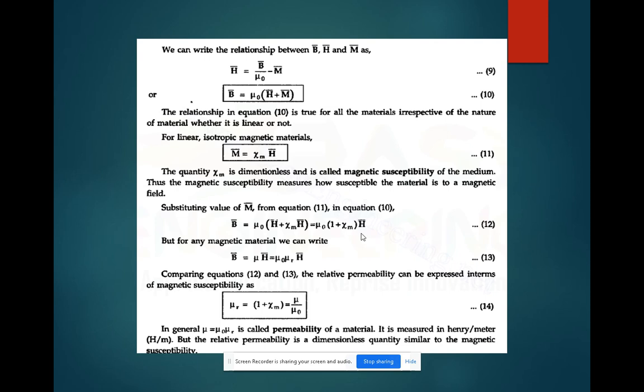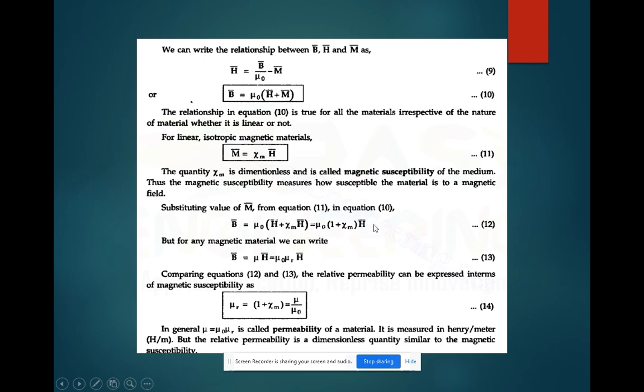But for any magnetic material, you can write B vector equal to mu H, relating B vector and H vector. So mu is nothing but permeability. Mu equals mu naught into mu r, where mu r is the relative permeability and mu naught is the permeability of free space. We can expand it like this.